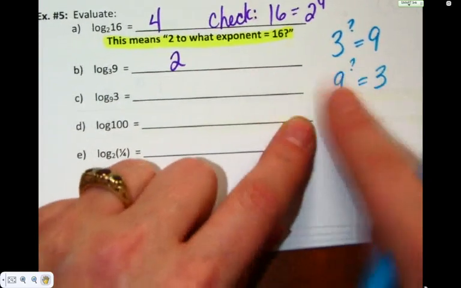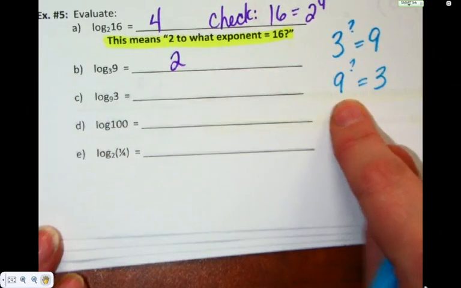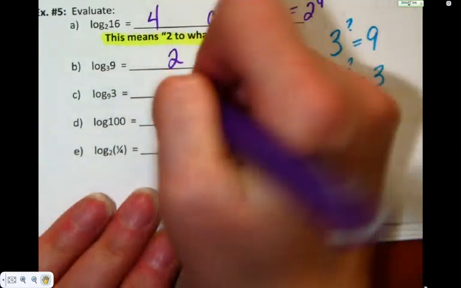Well, what would we normally put on this side to make it 3? What do you do to 9 to make it 3? You square root it, right? And what's square root in terms of a fraction? It's a half. So this is a half.